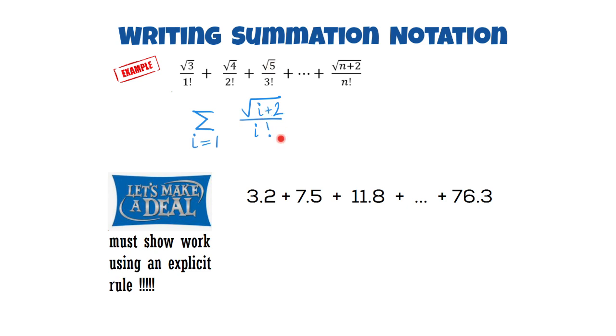Now, I'm going to keep on going until I is equal to what? Well, this one's kind of a generic one. They didn't give me a distinct number ending. They just said, all right, keep going to n factorial. So I'm going to keep on going until I get to n, whatever that might be. Okay, there's your summation notation for that one. All right, let's look at this next one.